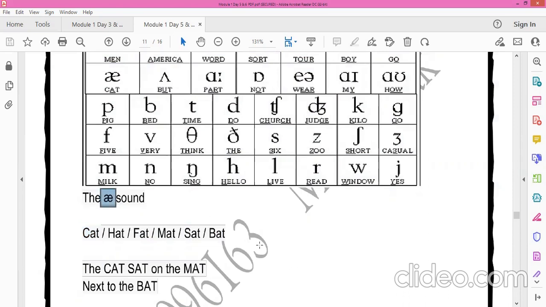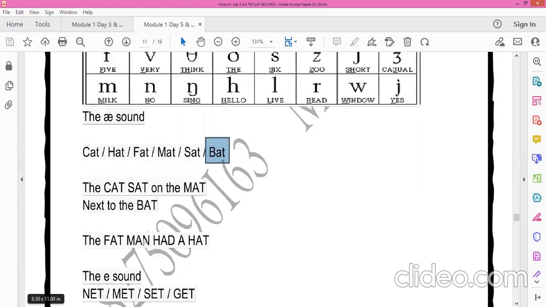Cat. Now, next one, remember, this is a short vowel sound. Whenever we have one vowel in a word, at that time, remember, you'll get a short vowel sound. I'd like to repeat it. Whenever you have one vowel in a word, at that time you'll get a short vowel sound. Okay, is it clear? Yes, sir.